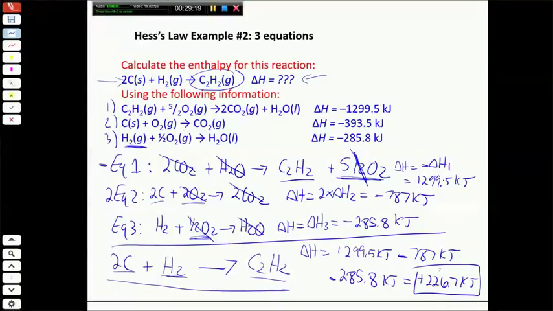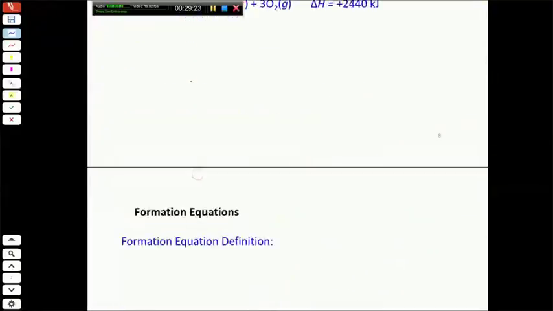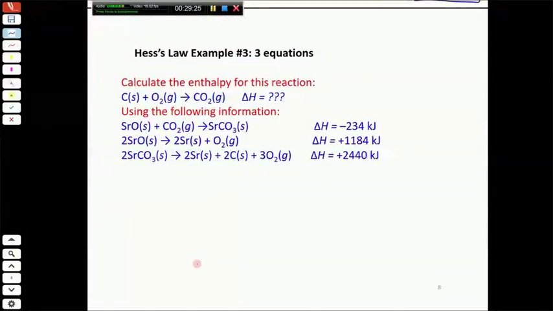All right. Let's just do one final example of this before we move on to our next topic. So one more with 3 equations. All right, so in this case, we're forming CO2, so a relatively similar type of equation, formation of carbon dioxide from carbon and oxygen.